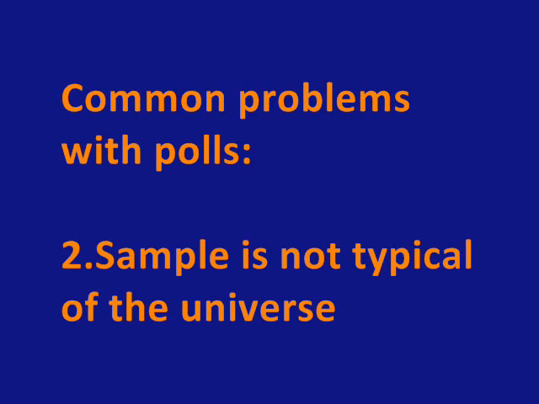Another problem is that the sample is not typical of the universe. Here's an example. An election has a provision that deals with women's reproductive health. If a poll is conducted and the only people that are asked are white, upper-class male Catholics, then what has the poll told you about the universe as a whole?